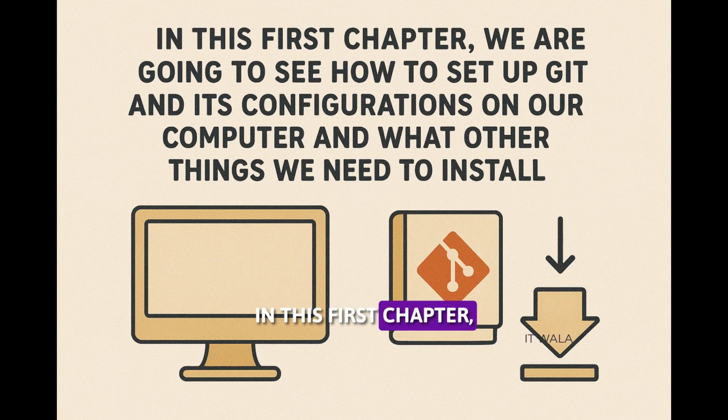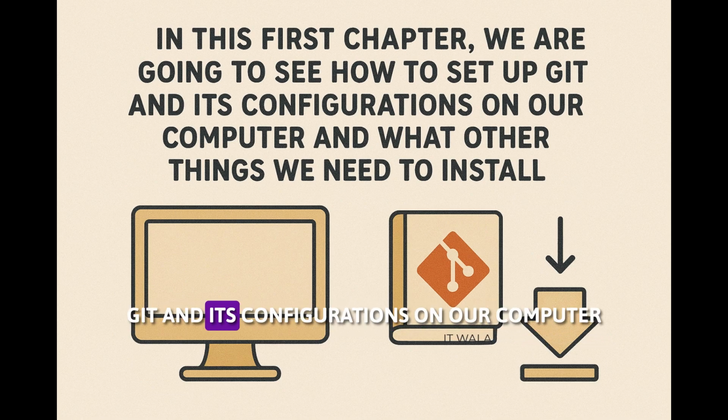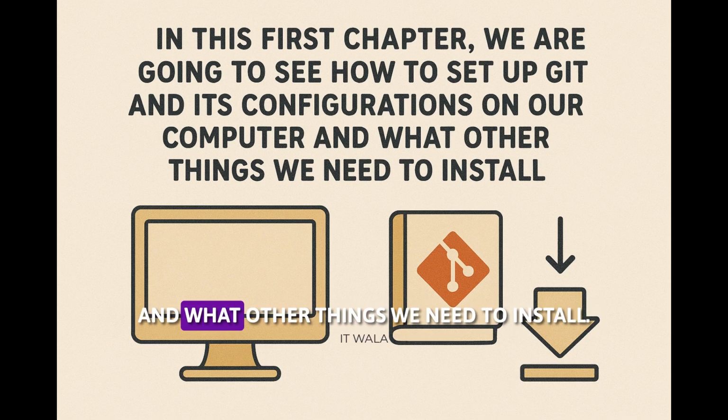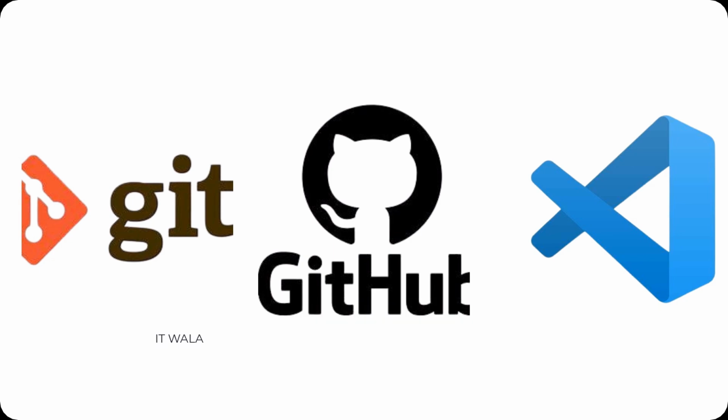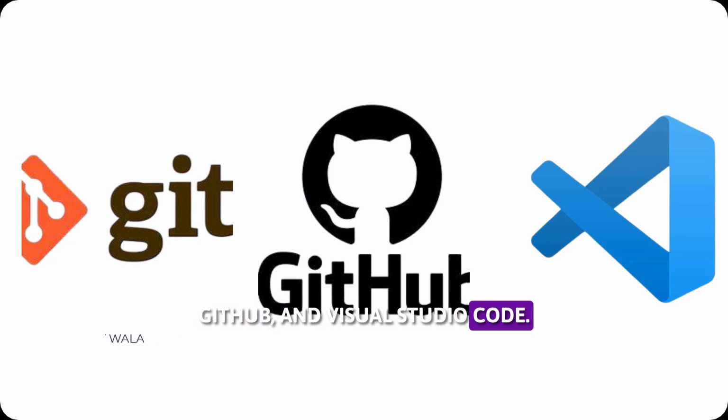In this first chapter, we are going to see how to set up Git and its configurations on our computer and what other things we need to install. We are going to install Git, GitHub, and Visual Studio Code.